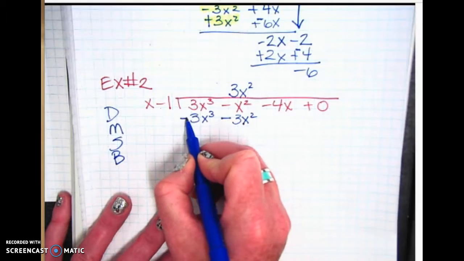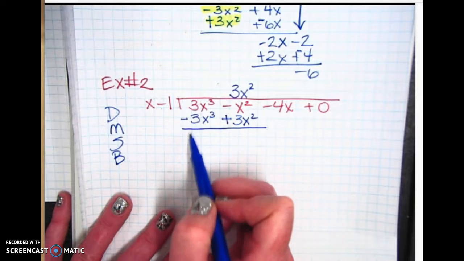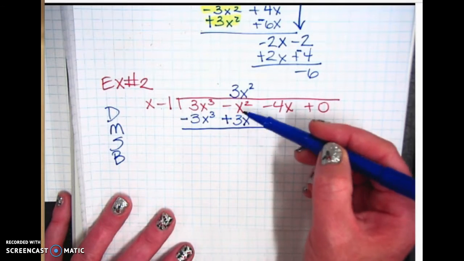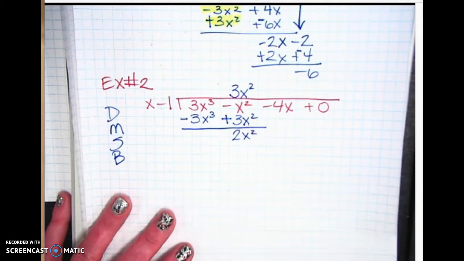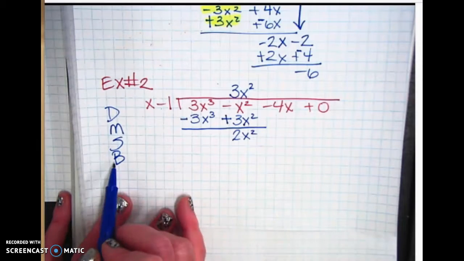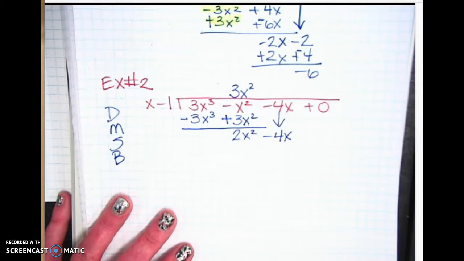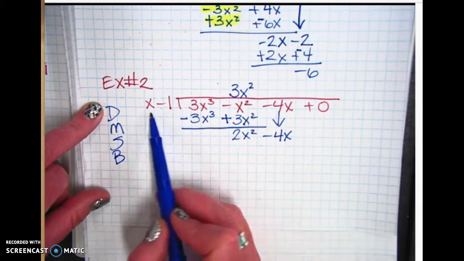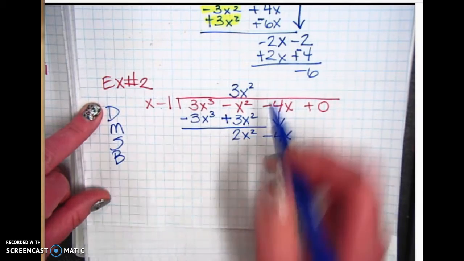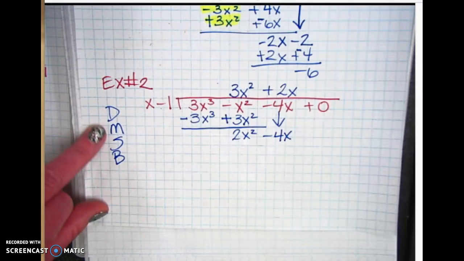Now we subtract. So change this to negative, change this to plus, so that these are opposites, right? These are going to cancel out, and then we combine what's left. So negative 1x squared plus 3x squared is 2x squared. Then we have our B, our bring down. We're going to bring down that negative 4x. And then go back up to the top. Go back up to divide. So x goes into 2x squared, 2x times. That's our divide.